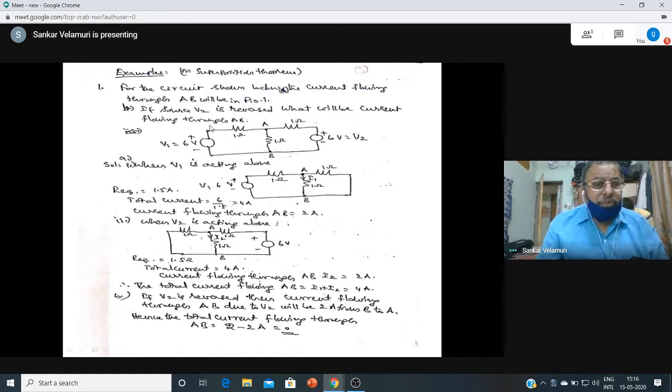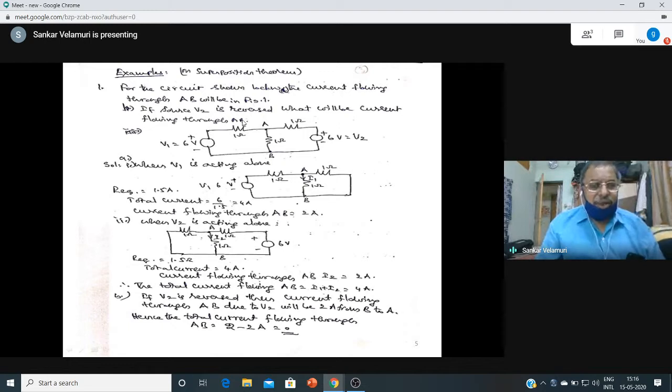Before that, I want to explain a simple example of how we can go ahead with this. With DC, these are some of my own examples made for ease of illustration. For the circuit shown below, it is not a GATE example, it is only for illustration purposes. The current flowing through AB will be in figure 1. Now, the second question is, if source V2 is reversed, what will be the current flowing through AB?